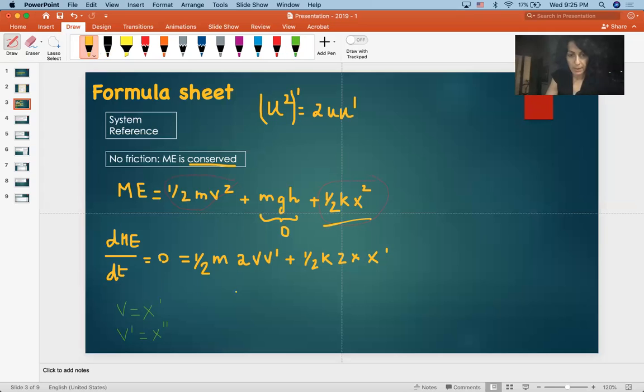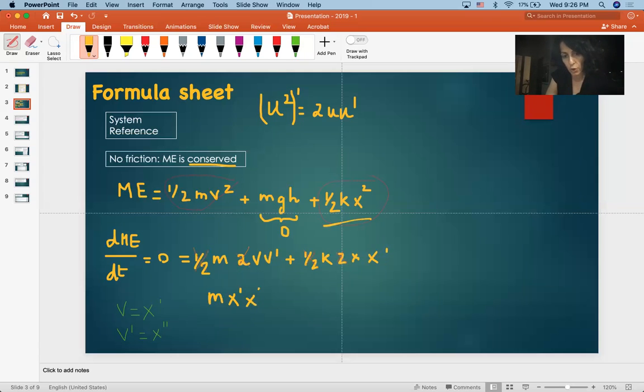Back to my yellow pen, or probably orange, I'm going to cross out the half with the 2. I'm going to write the equation again. It's going to be m, v will be replaced by x prime. Again, the velocity is the derivative of x, the position, which is a function of time as well.